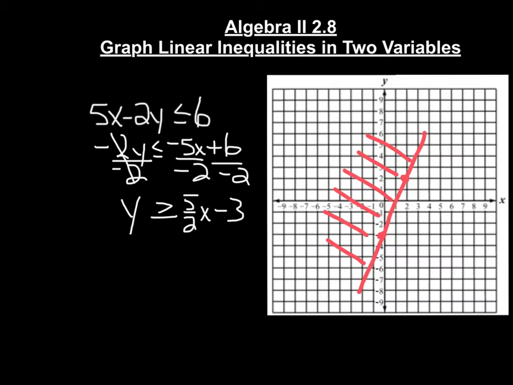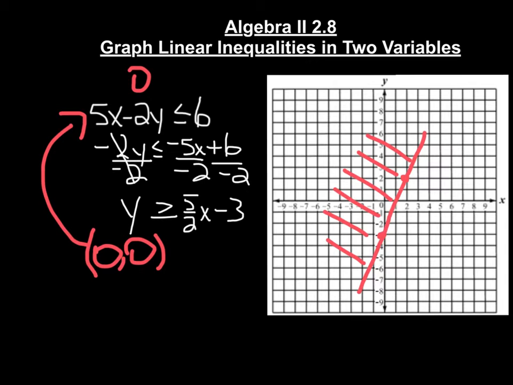The other way that you can decide which way you're going to shade is to use a test point. I like to use 0, 0. If we put 0 in for x and 0 in for y, we come back up here to the original inequality and put it in: 5 times 0 is 0, minus 2 times 0 is 0. Is 0 less than or equal to 6? Does that make a true statement? Yes, it does. Therefore, where 0, 0 is, is shaded. Here is 0, 0. That is in the solution set, so it is shaded where that point is.